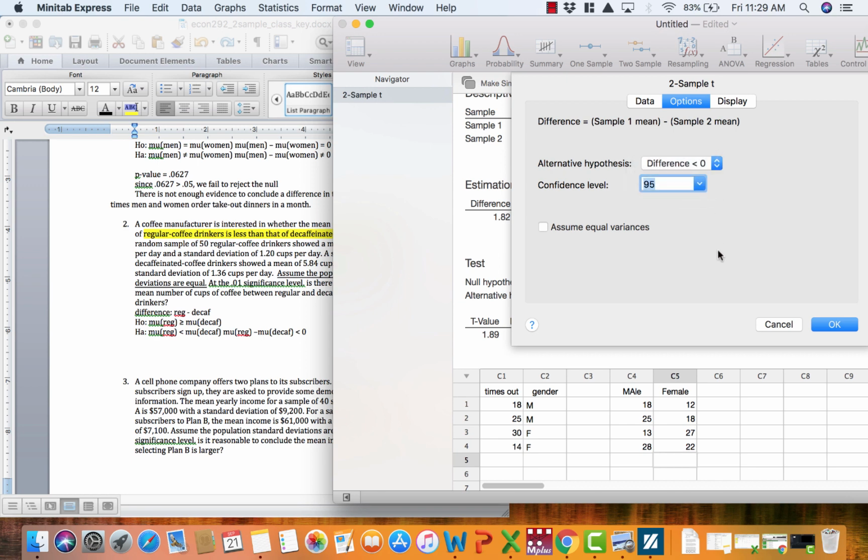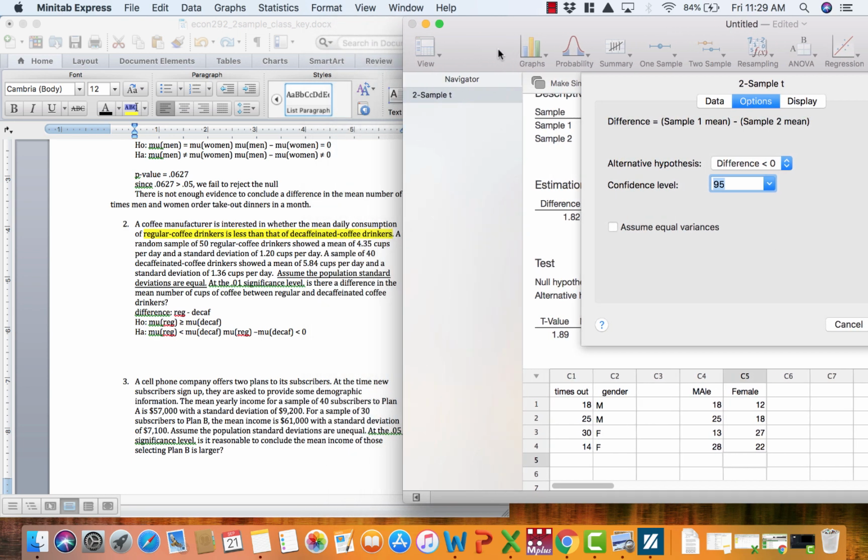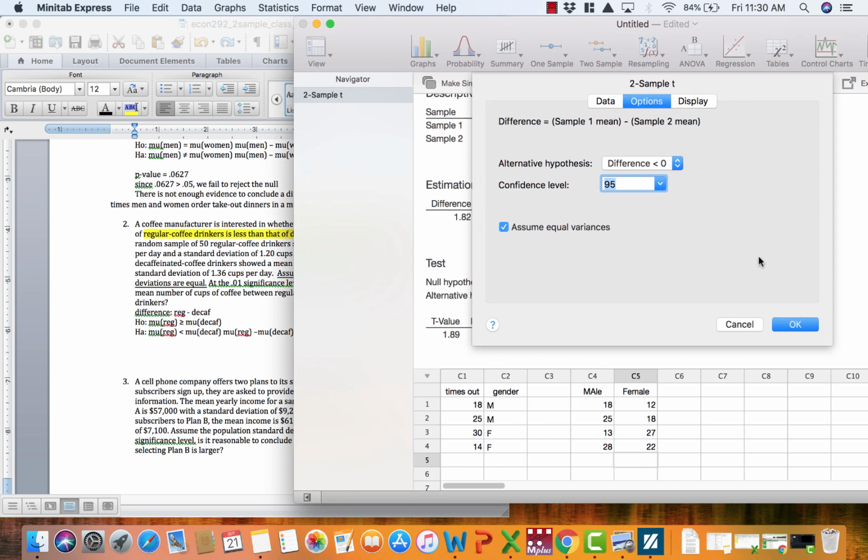We're going to do some more of these, so if it's not clicking yet, don't worry, just be patient and either listen to this one again or keep working through the problems. Lastly, we do want to check our box, assume equal variances, because it is stated to do so in the problem. That is what I underlined here. So we say okay.